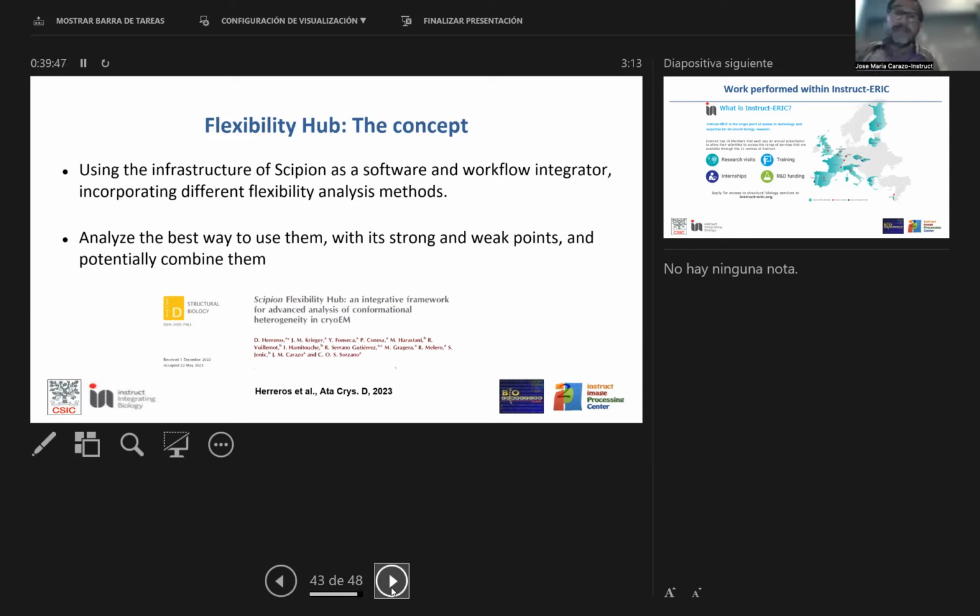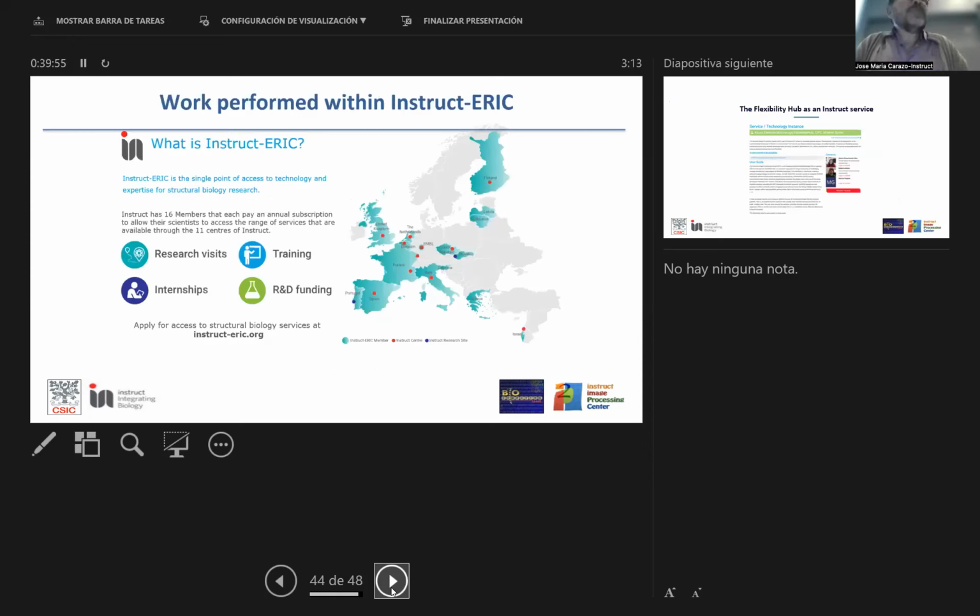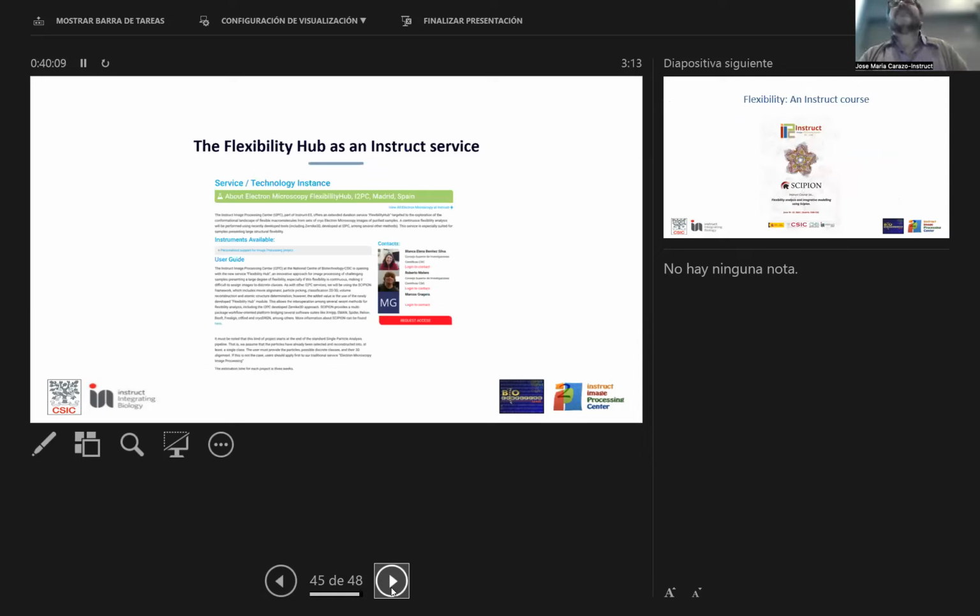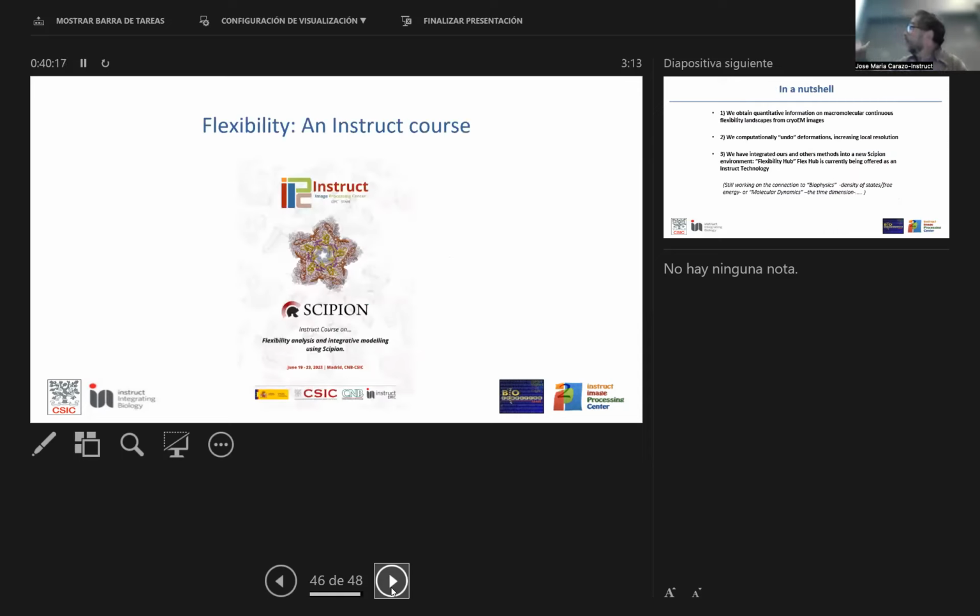It's not only that it has been published, because sometimes things are published that may not be so easy to use. No, this is work performed in the context of INSTRUCT-ES, in the context of a European infrastructure that has to provide service and access. So the Flexibility Hub is an INSTRUCT service at the moment. You can ask for this when you apply to INSTRUCT. And we had in June this year, just two months ago, the first course on Flexibility Hub.